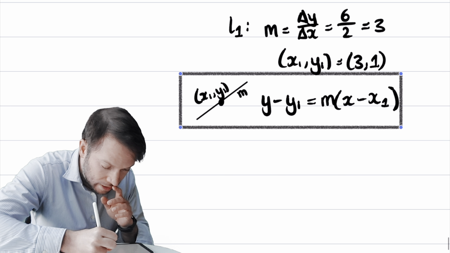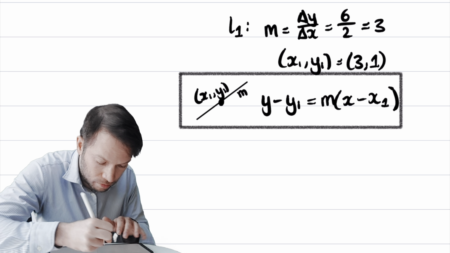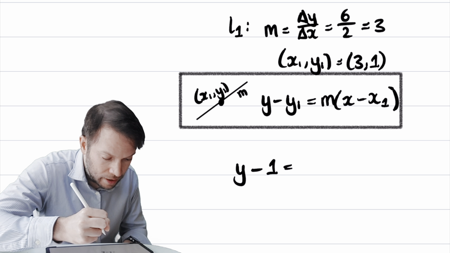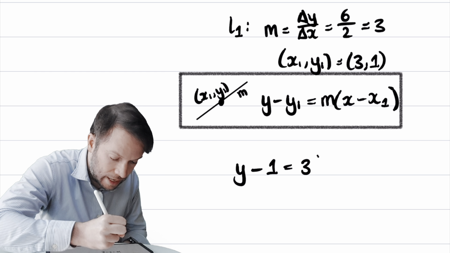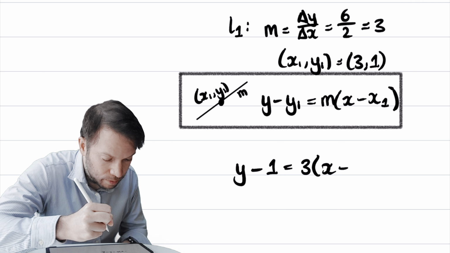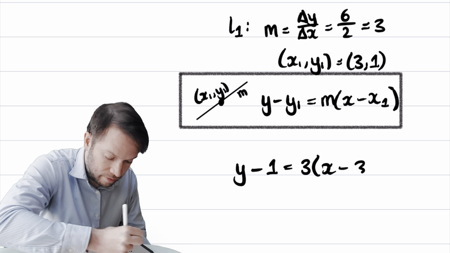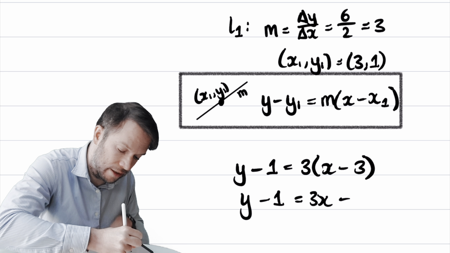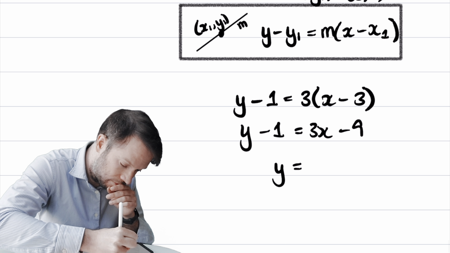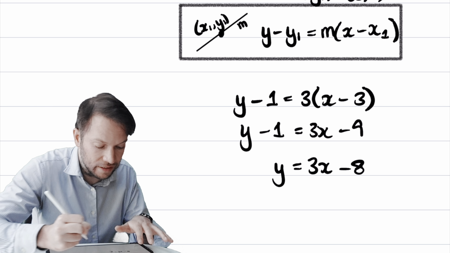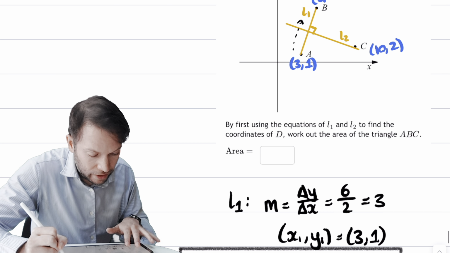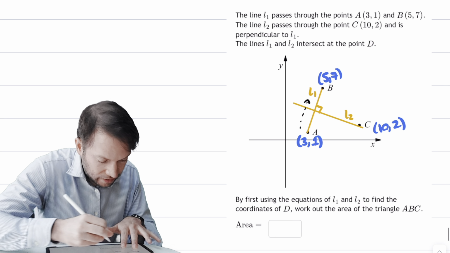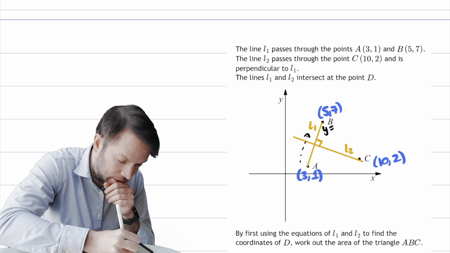We've got y minus y1, which was 1, equals m, our gradient, which was 3, times (x minus x1), the x1 was 3. If we expand out and simplify, y minus 1 is 3x minus 9. And so y is equal to 3x minus 8. Right, brilliant. That's the equation of L1: y equals 3x minus 8.